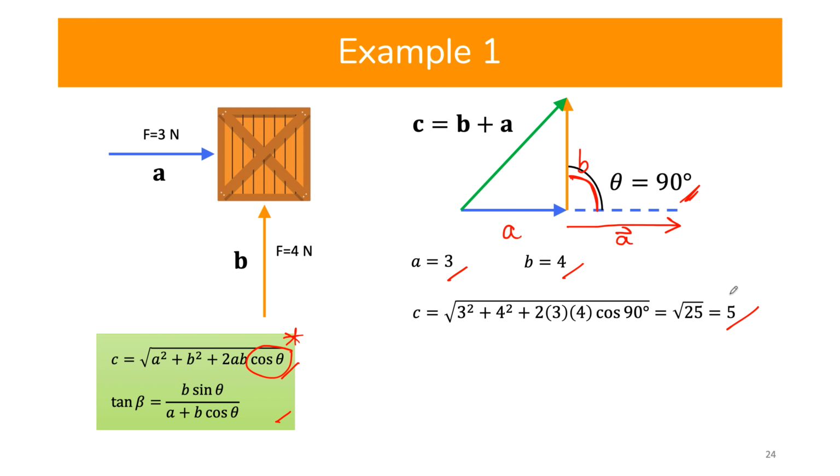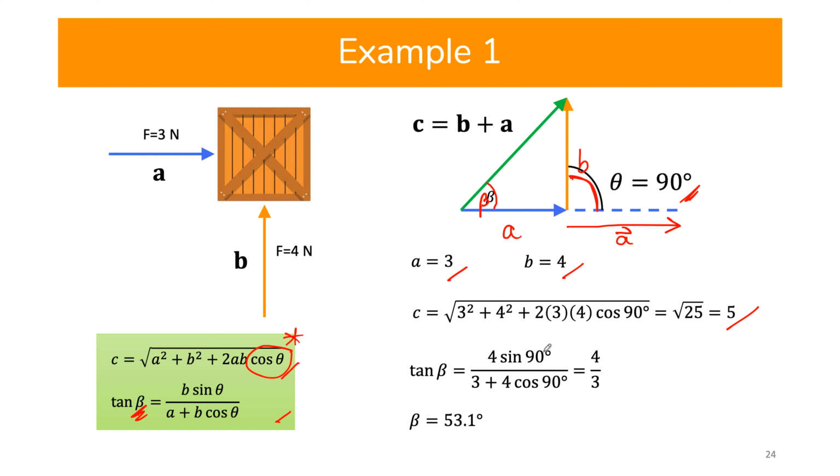What about the angle or the direction? So tan beta, where is beta? Beta is right here. Beta is the angle between the vector C itself and the vector A, or the vector that you start the drawing with. So it can be easily calculated as well by plugging in the values of B and A.